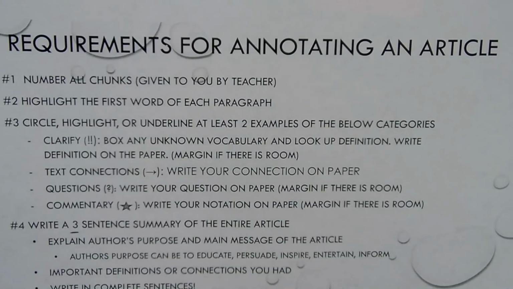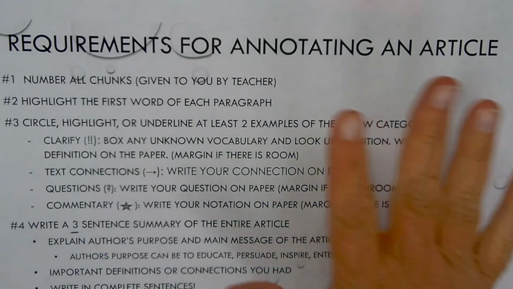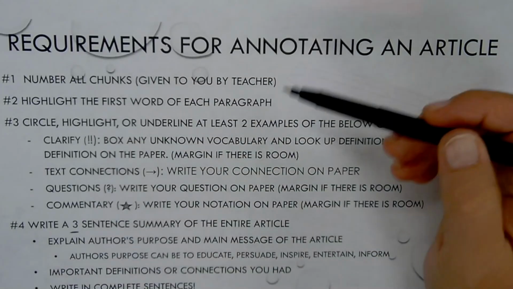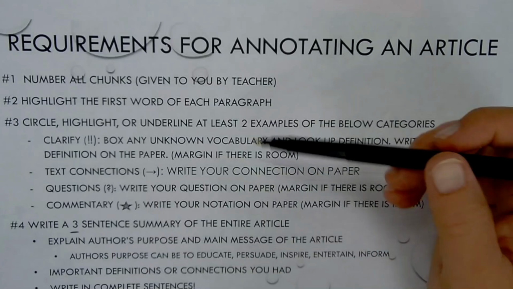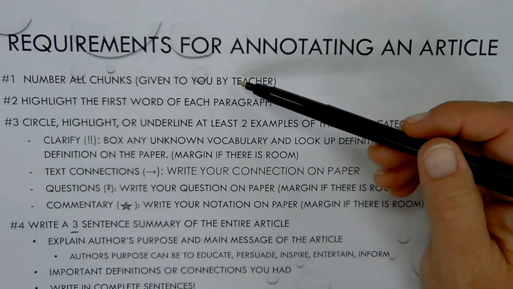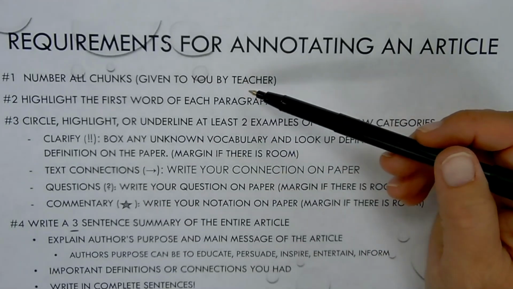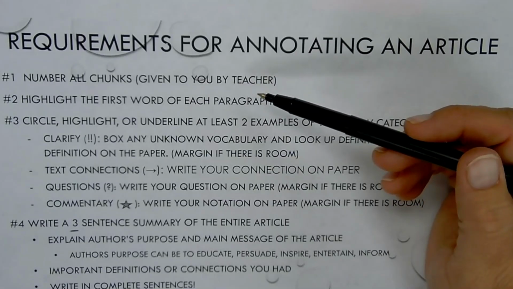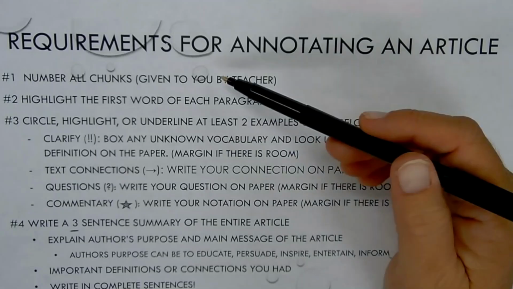Okay, so I'm going to go ahead and model for you some requirements for annotating that we'll use here in chemistry for all articles. There's 4 requirements. The first one is you're going to number all chunks, and I will always give that to you. So you're going to number all chunks, but I'll give that to you.